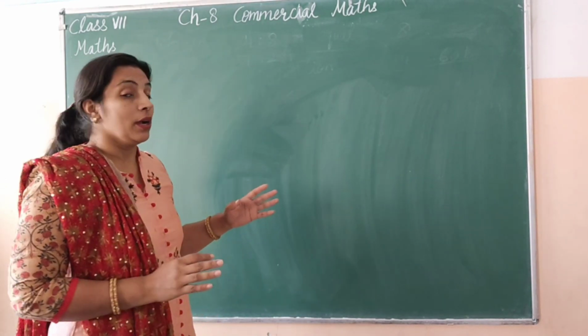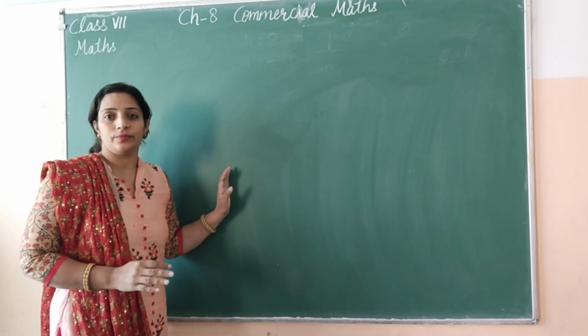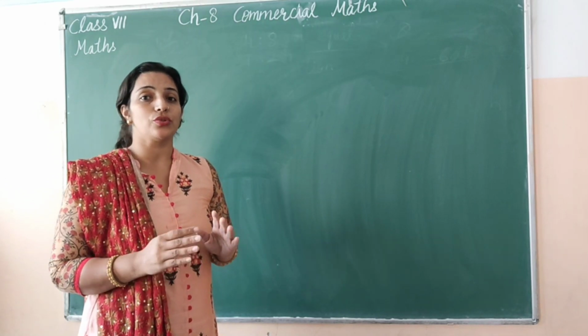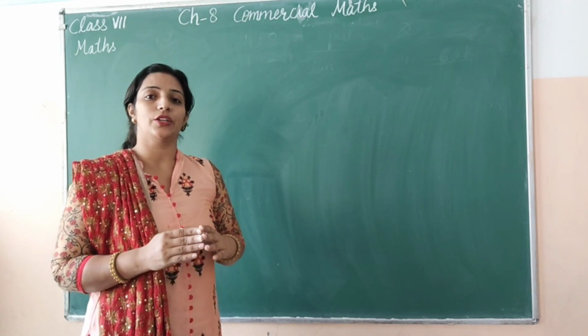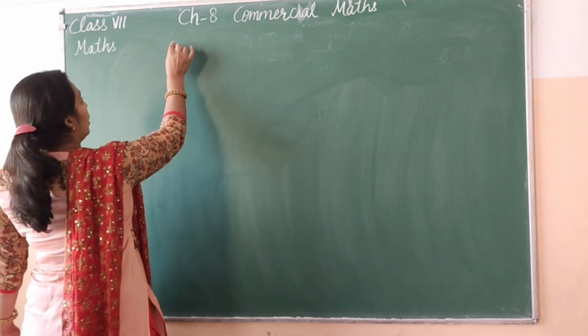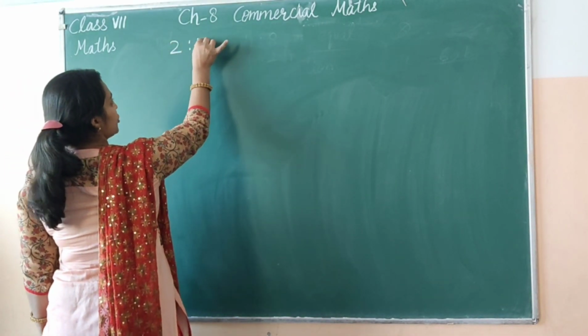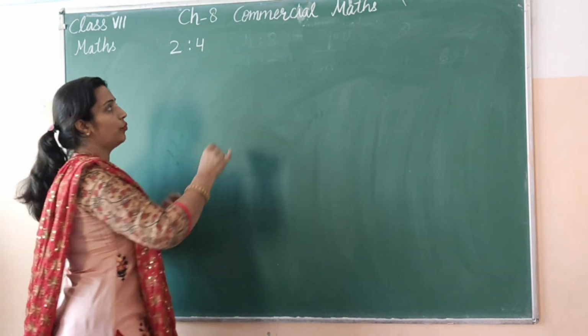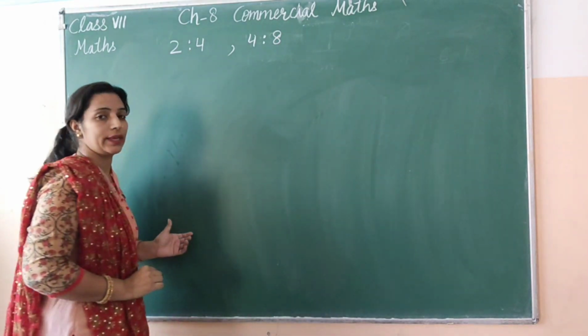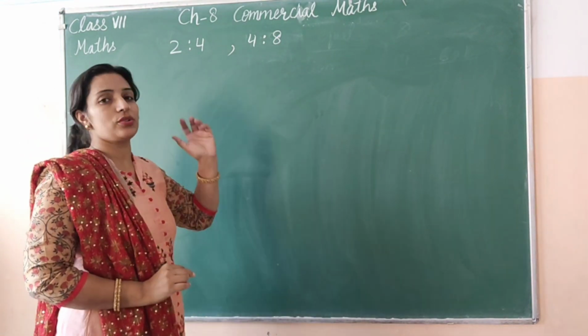Okay? Dear students, we know what is proportion. Equality of ratios means when two ratios are equal, then the ratios are called a proportion. For example, I am writing the first ratio 2:4, another ratio 4:8. These two ratios are equal.